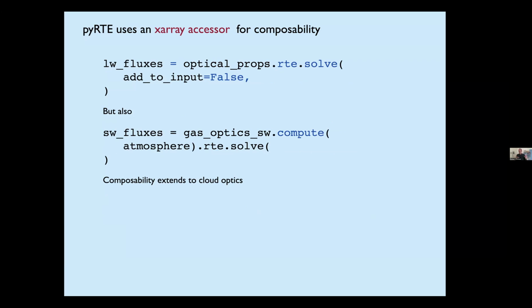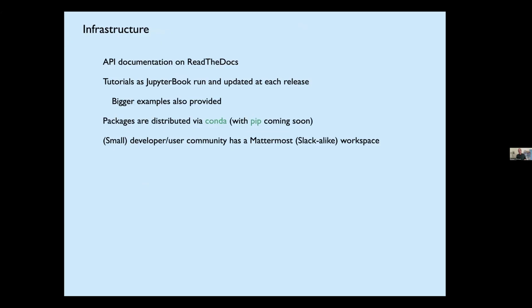You can also do it for either the short wave or the long wave, the LW or the SW, you can just compose. So you can compute the gas optics and then use .rte.solve directly by using the Xarray accessor, so that you're not storing intermediate results. You're just going ahead and going directly from the state of the atmosphere to the fluxes that you need. This composability extends. There's other features that the code has, for example, treating clouds that I won't bore you guys with. We've relied real heavily on the infrastructure that Pangeo has provided.